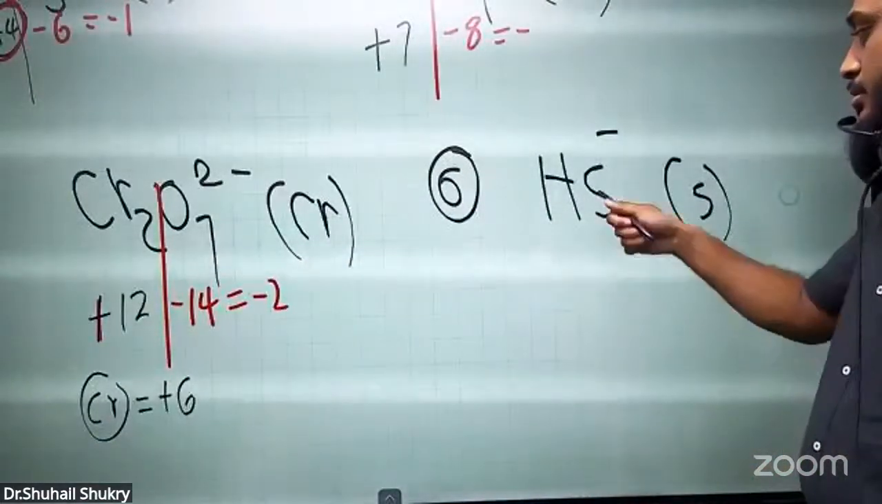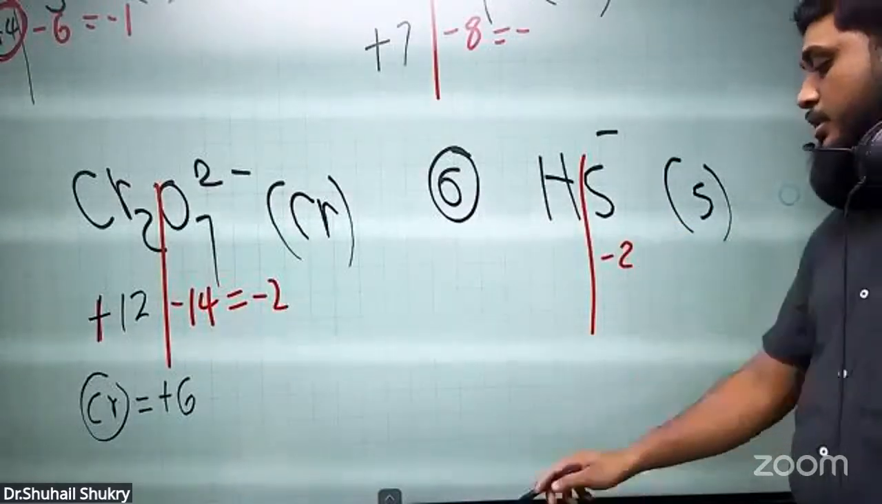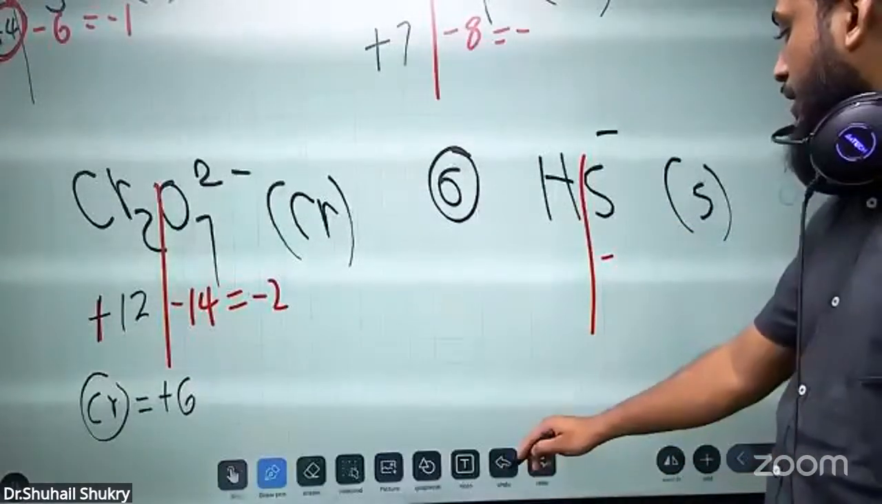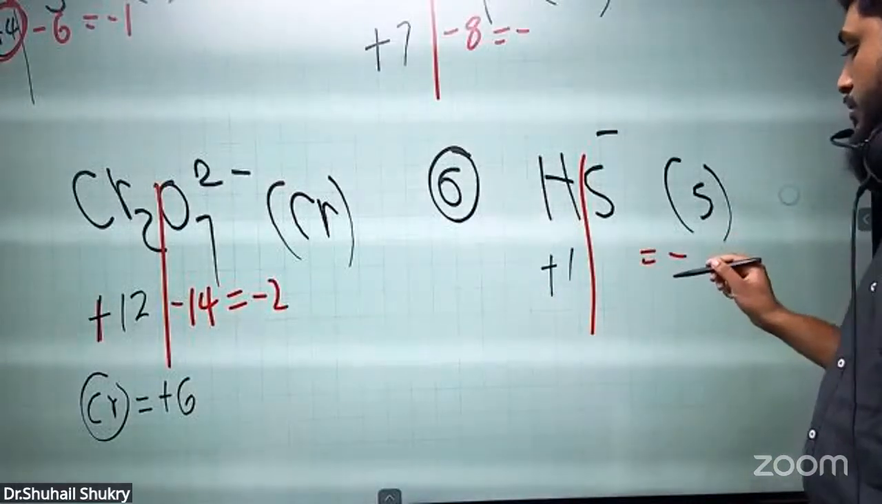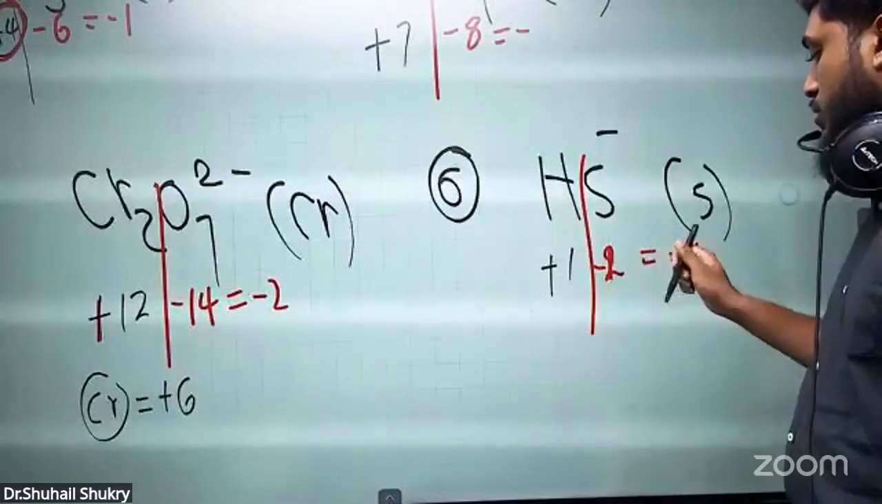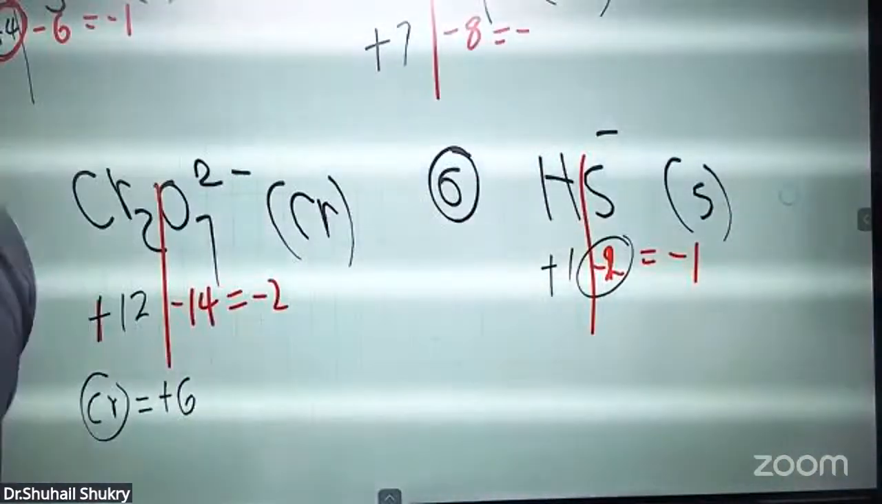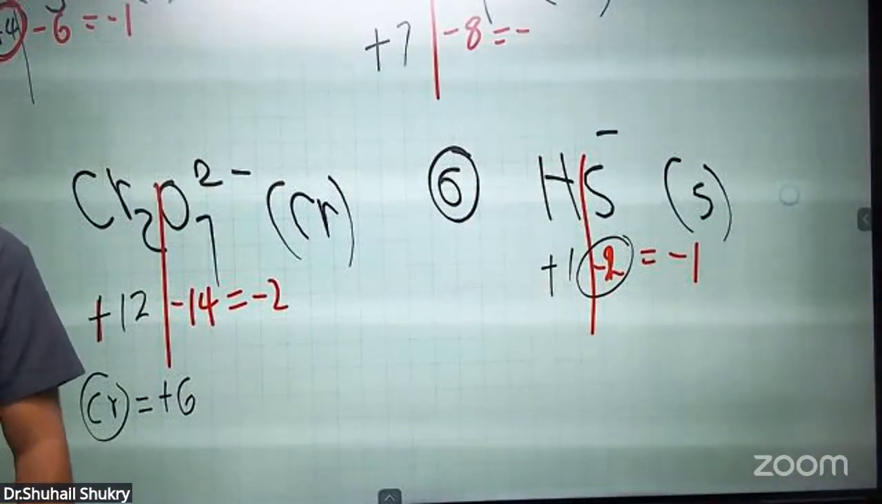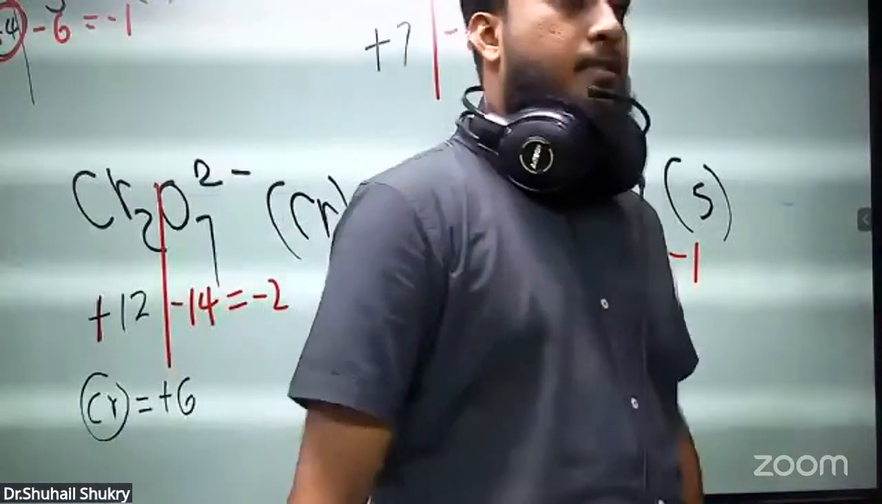HS minus. First of all, H I have to fill. H is how much? Plus 1. Equal to minus 1 means, sorry, minus 2. This should be minus 2. So sulfur is minus 2. Got these points? Those are very important things, guys, and you should understand these things clearly.